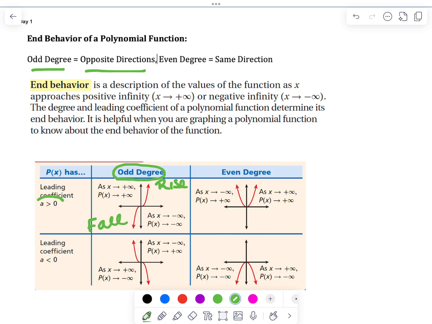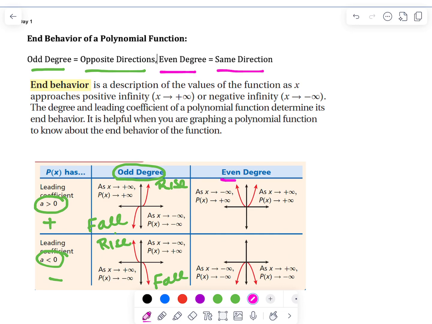And that is when the leading coefficient is greater than 0 or a positive number. The second one is it's rising on the left side and then it's falling on the right side, and that's when the leading coefficient is a negative or less than 0. The other scenario is when you have even degree polynomials. They are going to have the same direction.